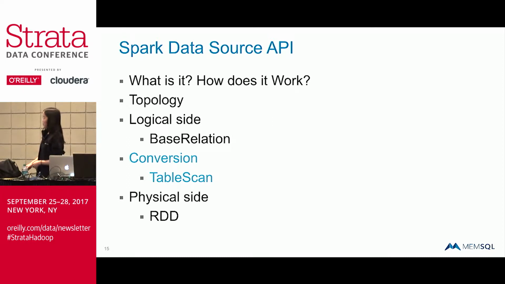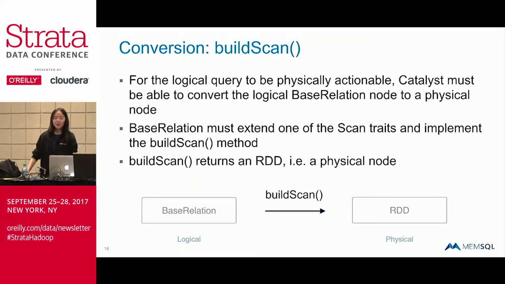So next, we will talk about the conversion step. We've provided Catalyst with a logical node for a custom data source. Now we need to tell it how to transform it to a physical node. You do this by modifying your aforementioned base relation class to extend one of the scan traits, such as TableScan, PrunedFilteredScan, CatalystScan, etc. But these all require you to implement the buildScan method, and the buildScan method returns an RDD, i.e. a physical node.